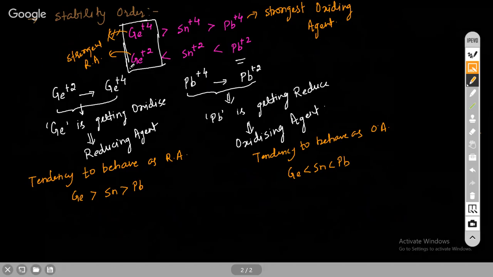So when you write down PbCl4, it always has tendency to convert into PbCl2 because here the oxidation state is +4 and here it is +2. And we know lead in +2 oxidation state is more stable. That's why the answer will be this. Right?